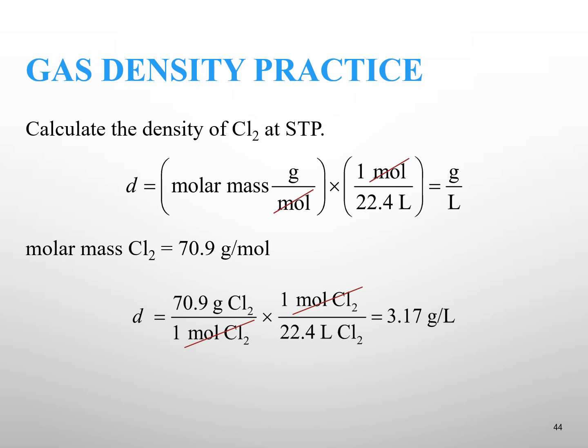Alright, so if we were to do a calculation of density for chlorine gas at STP, you take the molar mass of chlorine gas, 35.45 times 2, so 70.9 grams per mole. That's the molar mass. And then divide that by molar volume. You get grams per liter. So it's 3.17 grams per liter for our density.